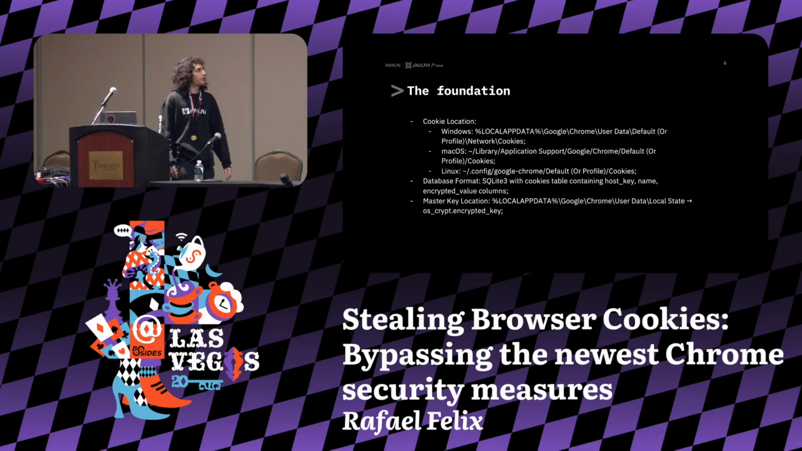So let's start with the foundation of Chrome. We have the location of the cookies on each operating system. I'll be talking about every operating system for every browser. In the case of Gecko, Firefox, the implementation is cross-platform, and Safari, of course, had its version on Windows, but nowadays it only exists on macOS. So the main cross-platform browser here will be Chrome.